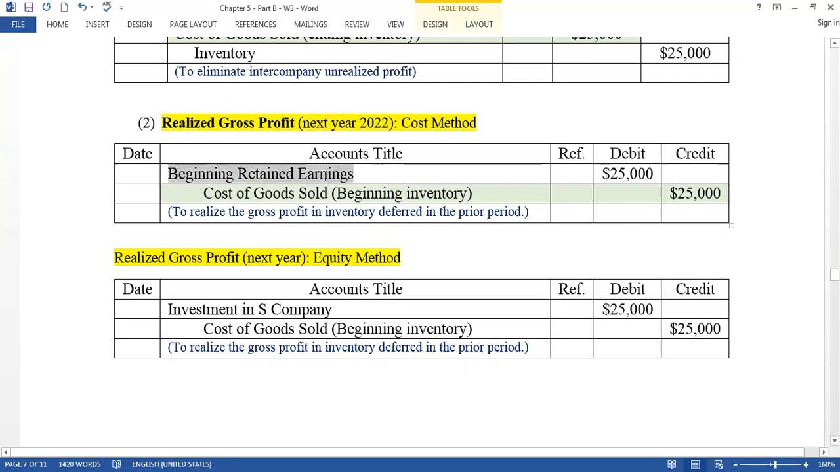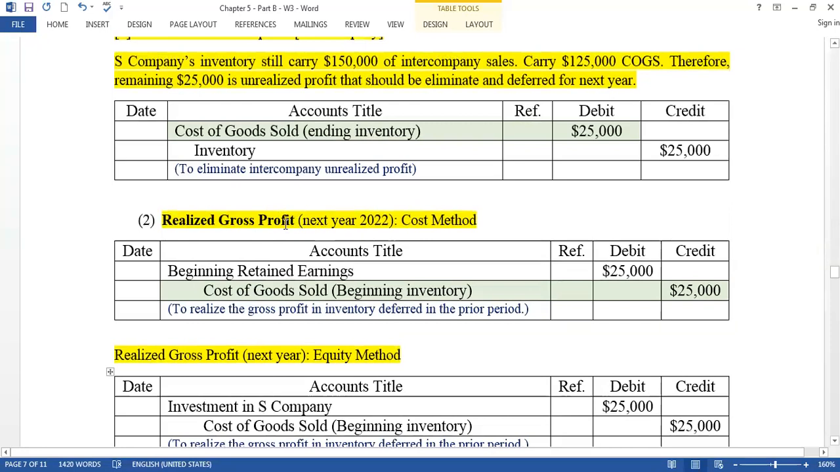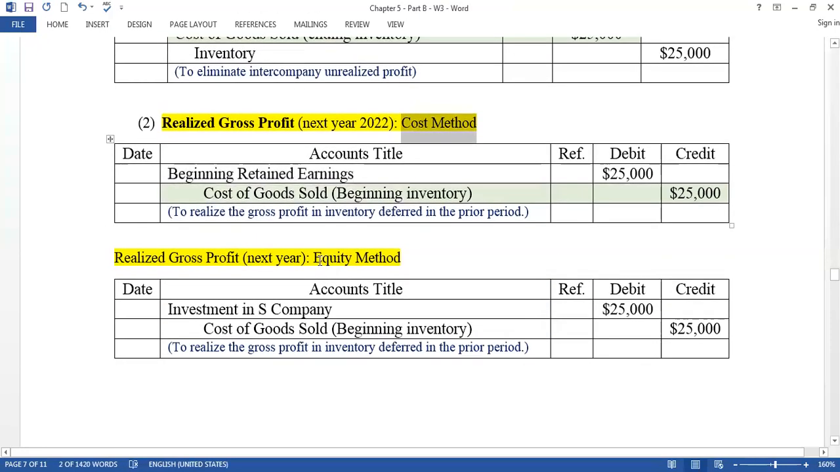So beginning inventory debit. Why beginning inventory debit? I told you that whenever we have any realized profit, we have to think whether it is cost method or whether it is equity method, right? Whether it is cost method, whether it is equity method.